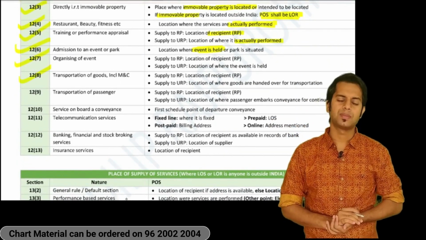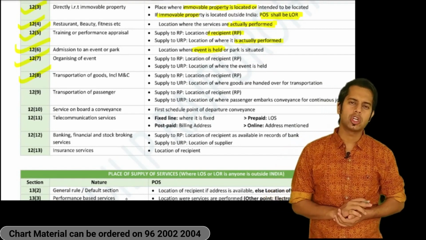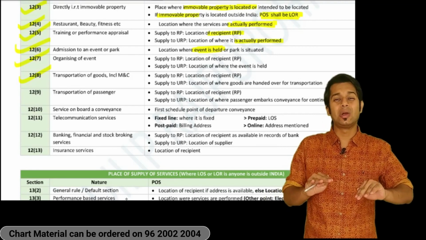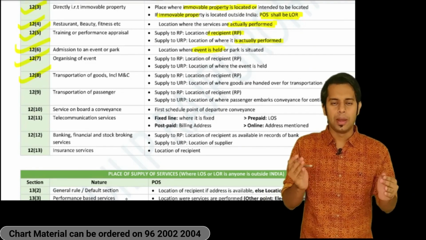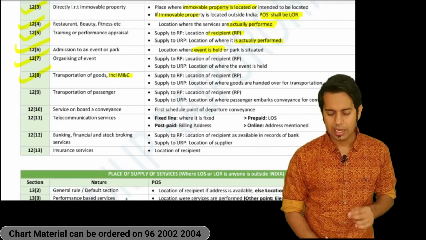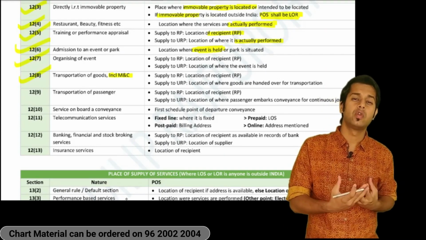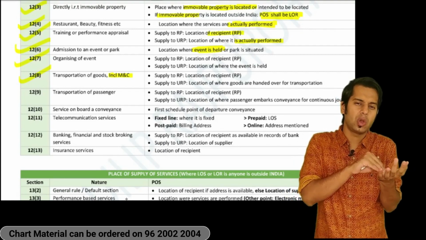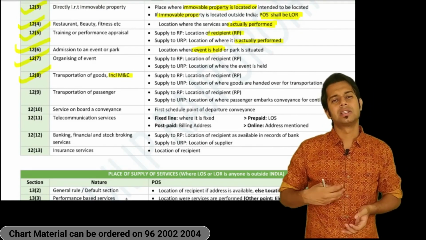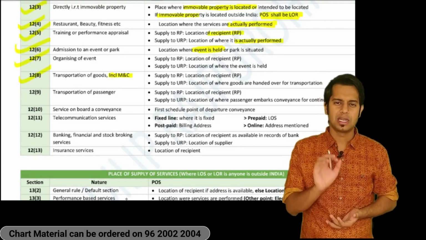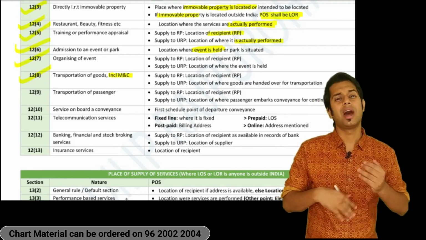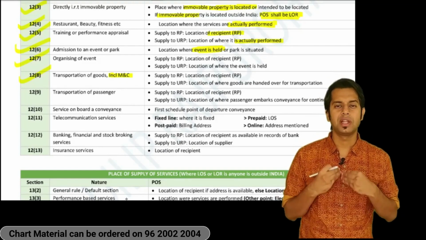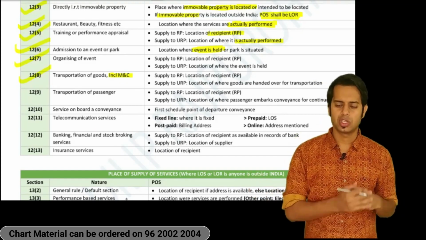Then Section 12, subsection 8 talks about transportation of goods services. What is the place of supply in case of transportation of goods, including mail and courier? If the transportation of goods services is provided to a registered person, then the place of supply is the location of that registered person, that is the location of the recipient. Sir, what if it is provided to an unregistered person? If transportation of goods services is provided to an unregistered person, the location where the goods are handed over for transportation.